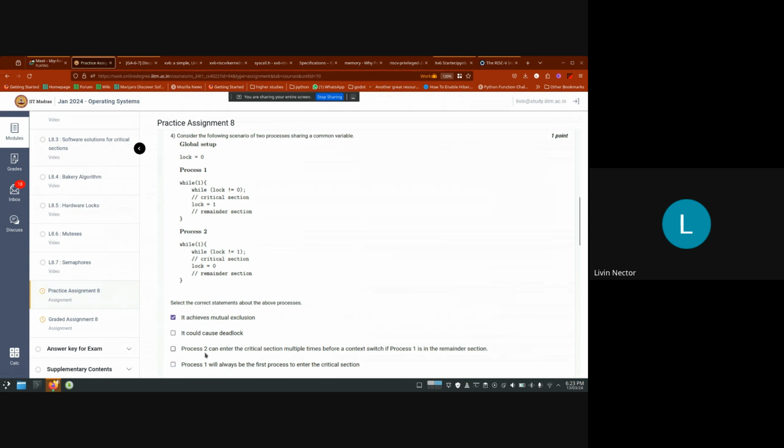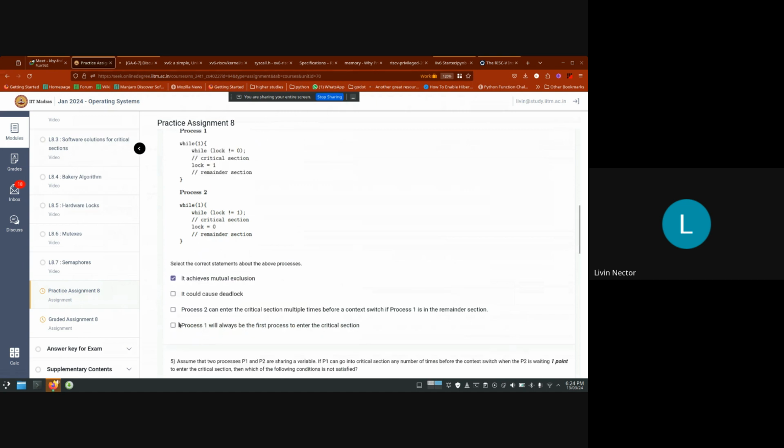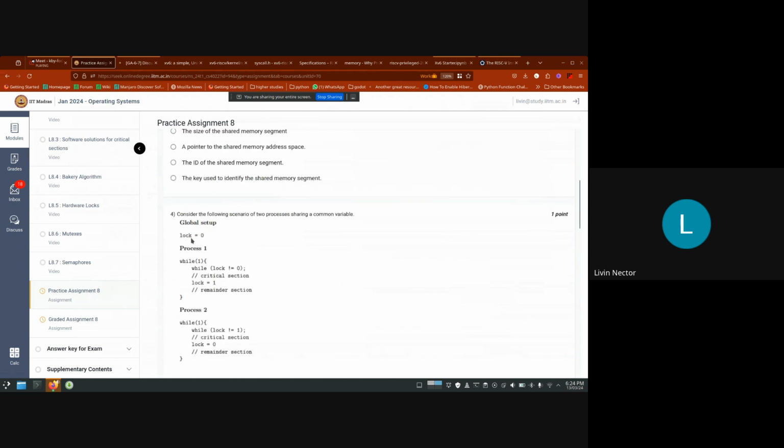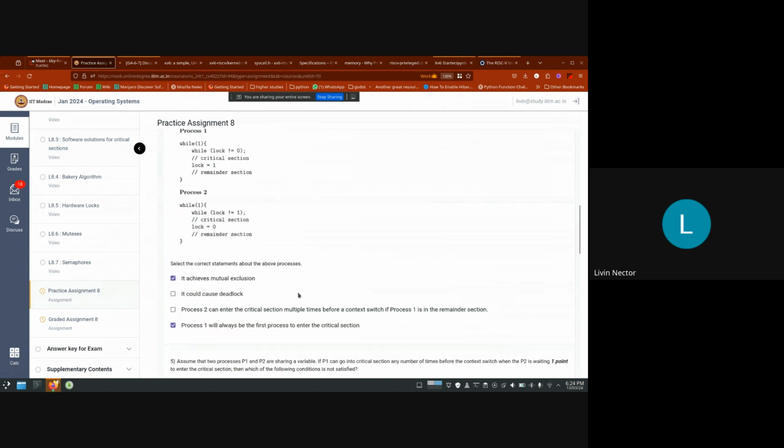So this is what we are saying. Process can enter? No, it cannot enter. So it will be false. And process 1 will always be the first process to enter, because lock is equal to 0. Whatever context switch may occur, this will be the first process to enter, right? So that's true.